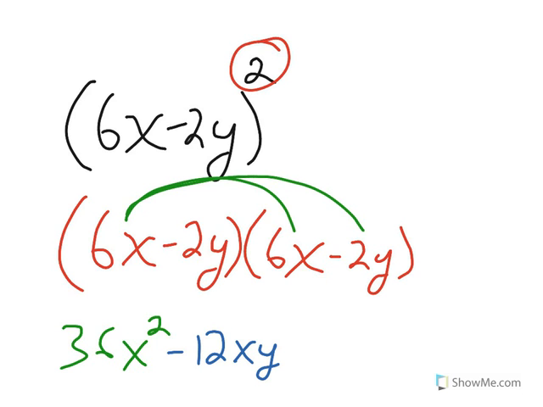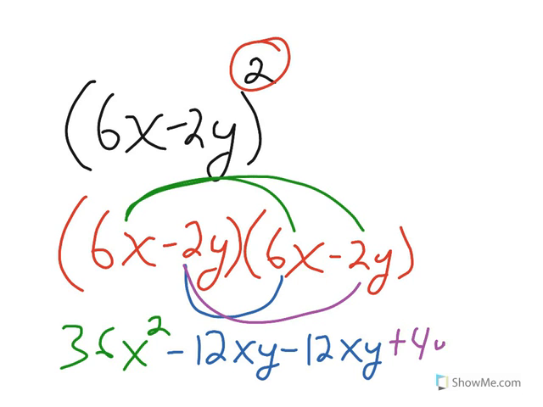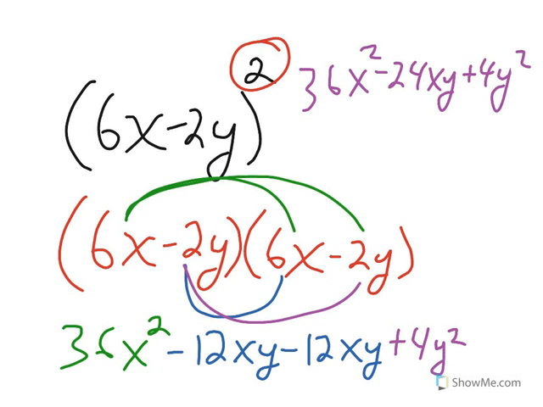And then I'm going to multiply my inner terms. So this is going to give me also a negative 12xy. And then my last 2 terms I'm going to multiply. This is always going to be something negative or positive. The last 2 terms give me a positive 4y². Then combine my middle terms, same thing I did last time. So 36x² - 24xy + 4y². Yeah, we're getting into factoring.